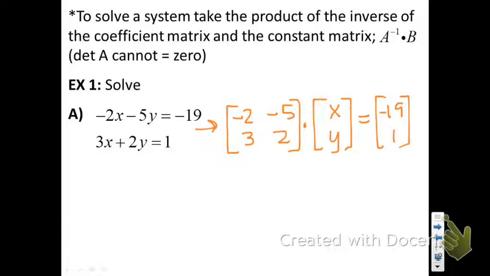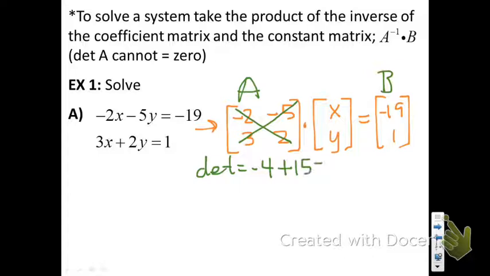And then what we have to do from here is to find the inverse of matrix A, multiply it by matrix B. So if we take the inverse of A, the first thing you have to do is find the determinant. The determinant is found by multiplying this diagonal, the primary diagonal, so negative 2 times 2 is negative 4, and subtracting the product of the other diagonal. So 3 times negative 5 is negative 15, so this ends up becoming plus 15, and you get a determinant of 11.